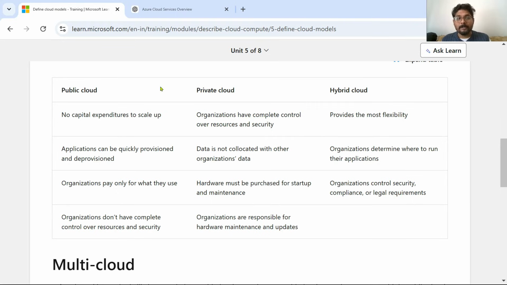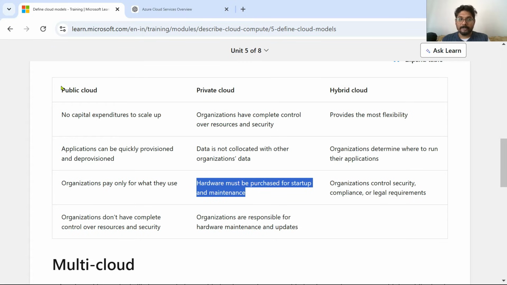There's a very nice table to compare and understand the private cloud, public cloud and hybrid cloud. Now the very first thing, how do you remember? So here if you see the public cloud, no capital expenditure to scale up. Capital expenditure means I have to buy everything first. For a private cloud, I need to buy the server, I need to buy all the hardware, all the capital investment I do, I need to buy the place where I have to keep them. Everything is an expenditure. So in public cloud, no capital expenditure to scale up. For private cloud, hardware must be purchased for startup and maintenance.